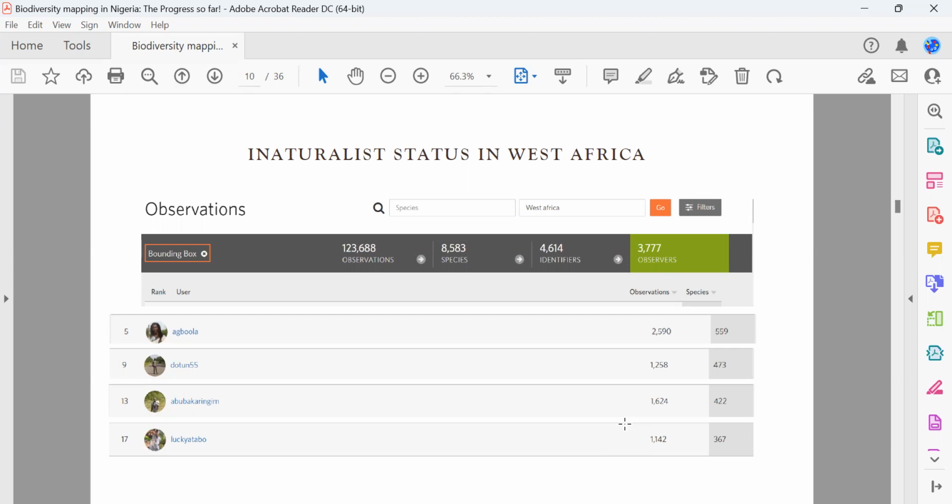You can see that Ebola, who is listed at number 5 in West Africa, has over 2,500, close to 2,600 observations, and that includes 559 species. Then there is Dotun, and I'm listed as number 13, and Loki as 17. That is in West Africa. So I think this is good for us in Nigeria, despite the limited resources and some of the challenges we are all aware of. I think we are incredibly doing good.